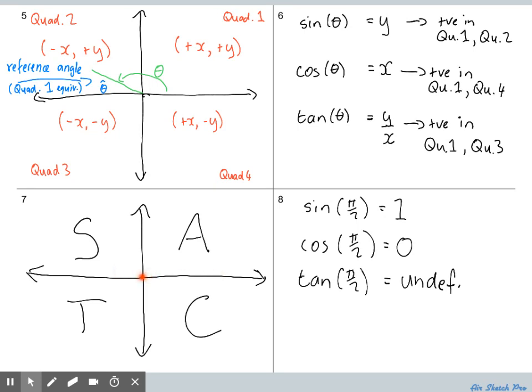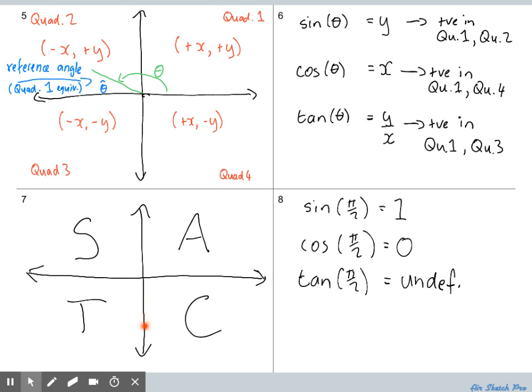If we were talking about 180 degrees, which is pi, then we're looking at here somewhere. So we would have the cosine of pi being -1 because we've gone back 1 unit here. The sine of pi would be 0 because there's no movement along the y-axis. And the tan of pi would be 0. Okay? And then for 270 degrees, which is 3 pi on 2, the sine of 3 pi on 2 would be -1 because we've gone down 1 unit along the y-axis.